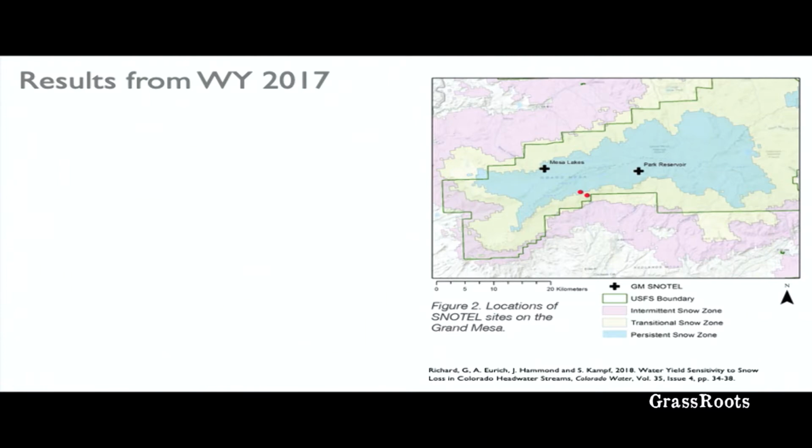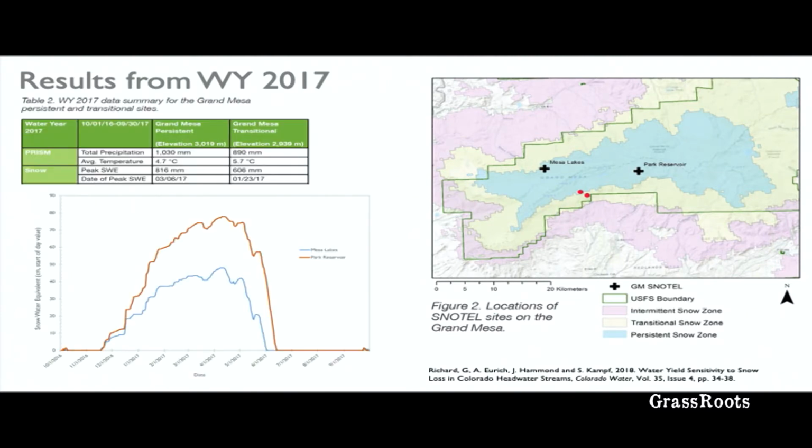So it's been interesting. So in water year 2017, this is just to help you see, this is the top of the Grand Mesa, this green area. This is the Mesa Lake SNOTEL site and the Park Reservoir SNOTEL site. So those are the snow monitoring sites run by the Natural Resources Conservation Service, the NRCS. These are our two little sites, our persistent and transitional sites.